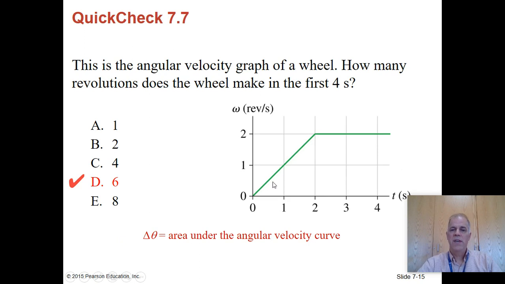So in this case, each square represents 1 revolution, because if you do base times the height, you get revolutions per second times seconds, meaning just revolutions. So each square counts as 1 revolution. So 1, 2, 3, 4, 5, 5.5, 6. Now, if this was radians per second, then each square would represent a radian, but they happen to do it in revolutions in this one, so there you are.